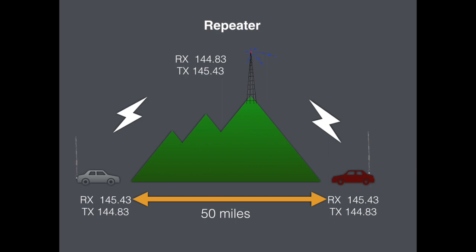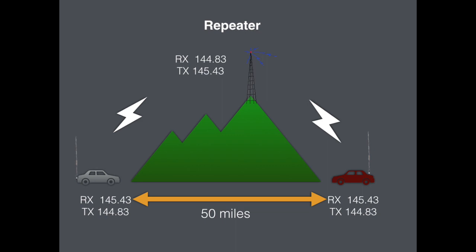Now, a repeater is what it says in its name. It simply takes a signal and repeats it and sends it on. So imagine that we have two vehicles that are 50 miles apart, and there's a mountain in between them. Well, radio waves travel line of sight. That means it goes just like light. So if there's something between the two objects, like a mountain, it's not in line of sight. But we could use something like a repeater, which will accept the signal and then repeat it.